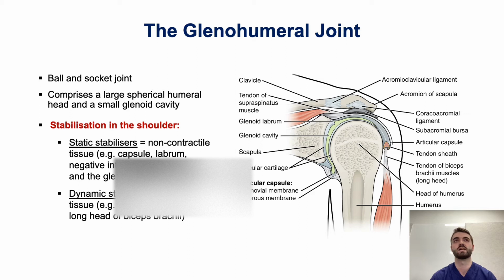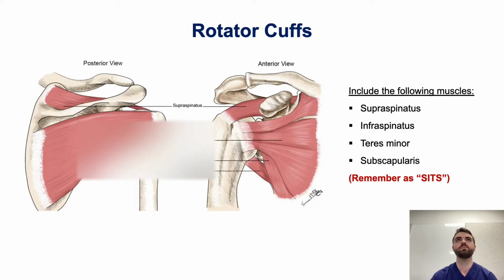There are the static stabilizers, which are the non-contractile tissues: the capsule, the labrum, the negative intra-articular pressure, and all the ligaments which surround the joint. As well as the dynamic stabilizers, which are the muscles, or the contractile elements. They include the rotator cuff muscles and the long head of the biceps brachii. And I'll go into what dynamic stabilizing actually means in a minute.